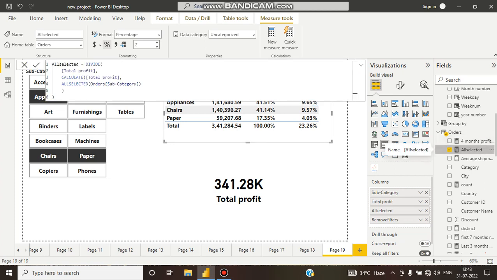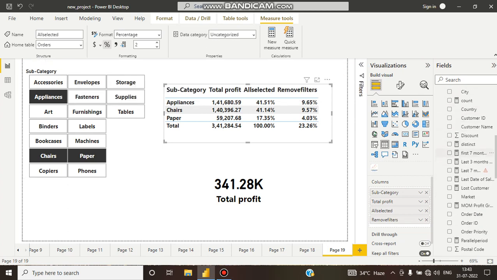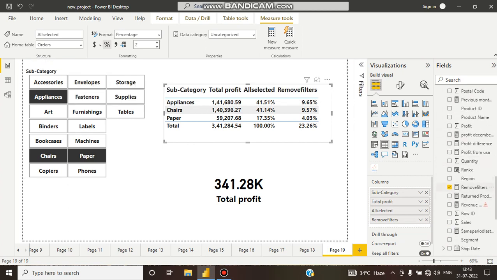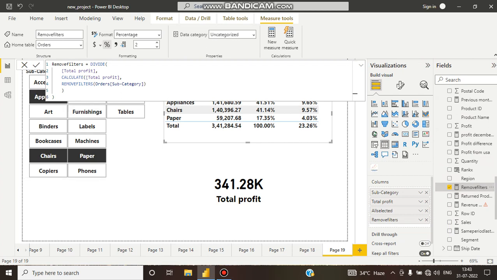First, see ALLSELECTED. Here you can see there is a normal DAX function. I have created a percentage of profit with ALLSELECTED. Here you can see, and I have taken the REMOVEFILTERS function. Okay, I have created a DAX function with REMOVEFILTERS: DIVIDE, total profit, CALCULATE, and REMOVEFILTERS. So what are they actually doing?